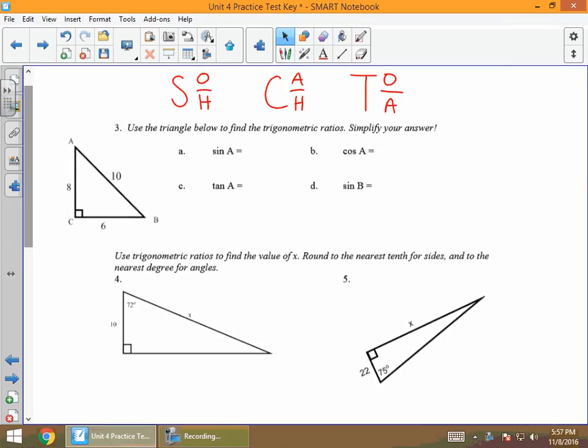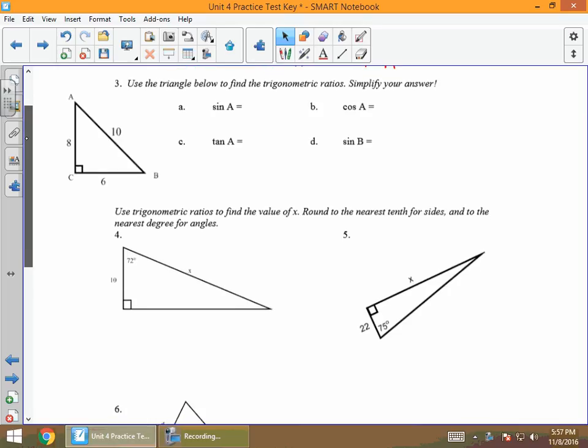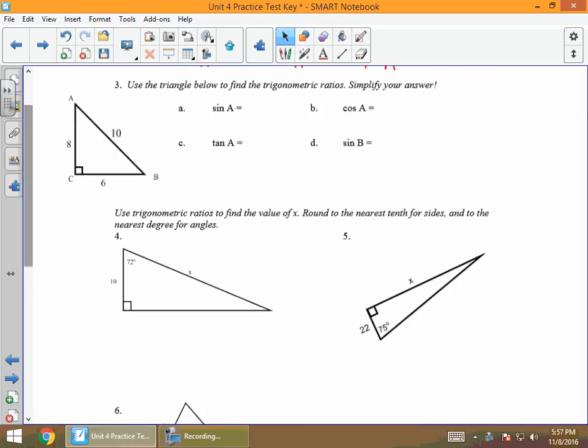Keeping that in mind throughout this entire process, let's take a look at number 3. It wants us to just write the ratios. The ratio meaning a side divided by another side. So as I can see in part A, it says I'm dealing with angle A. So here is angle A. So I'll label my sides. 6 is opposite, 10 is the hypotenuse, and 8 is the adjacent side.